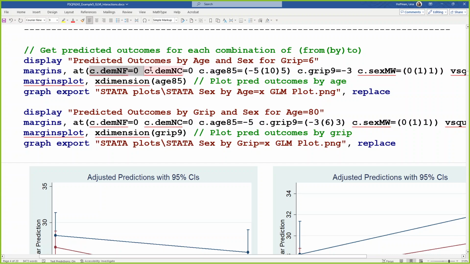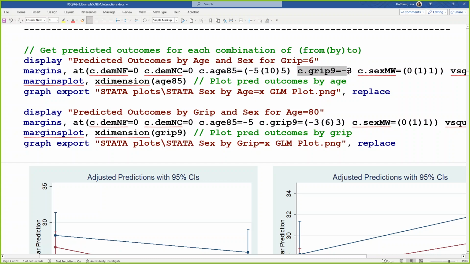So I am holding dementia constant at 0 because my goal here is to show the two interaction terms, and dementia is not part of that. So this is just for the none group because the pattern would not change. The range here, the first number is where it starts, the second number is the increment, and the last number is where it stops. So I'm asking it to plug in -5 and 5 for age, and that would give me a prediction for an 80-year-old or a 90-year-old, given the centering at 85.